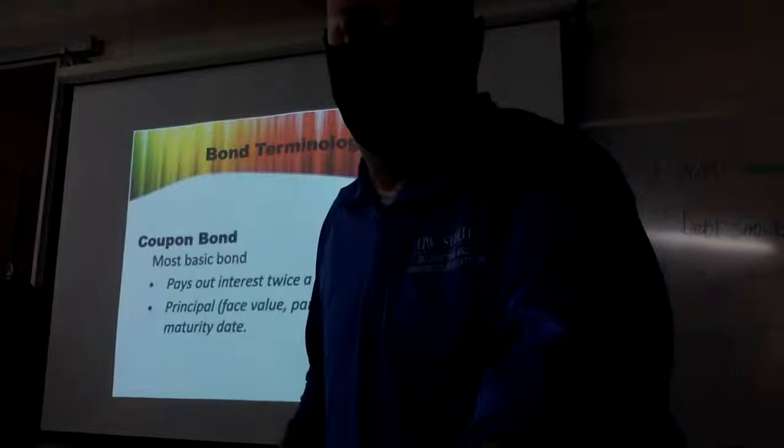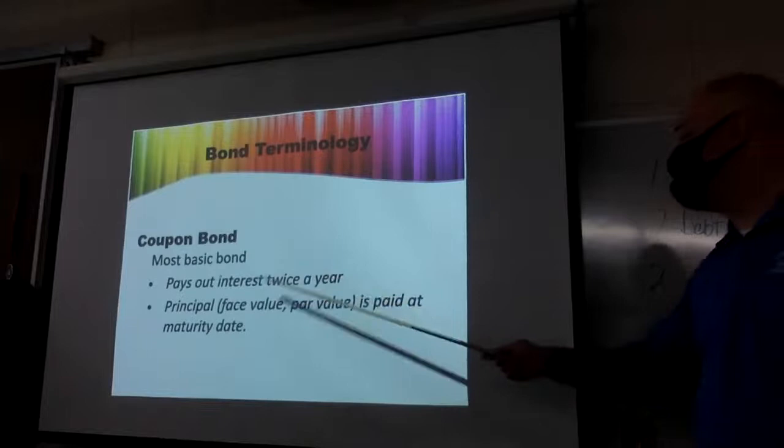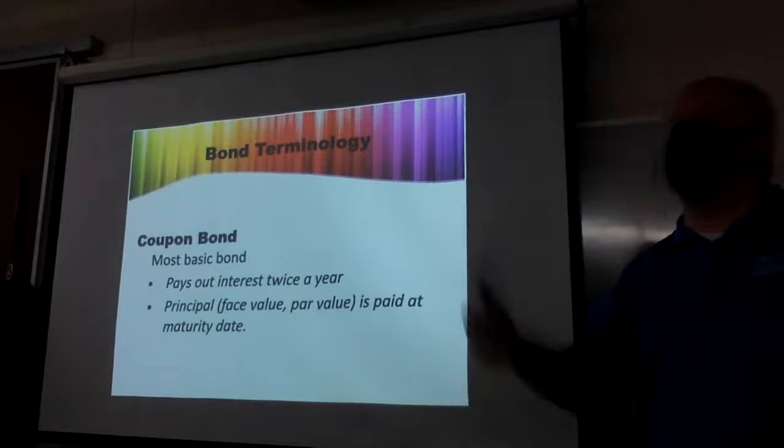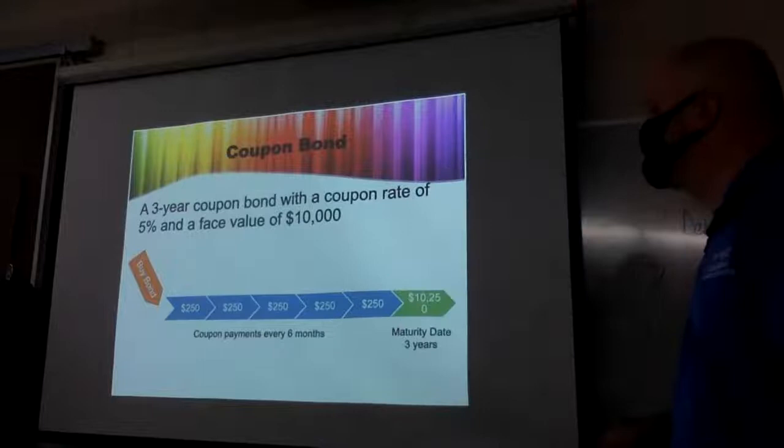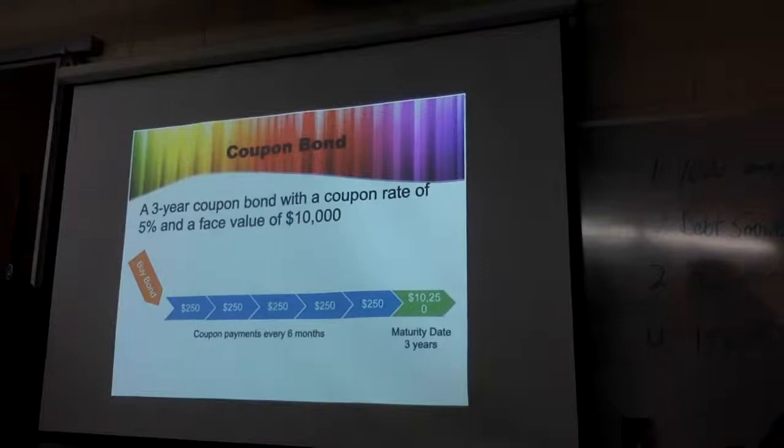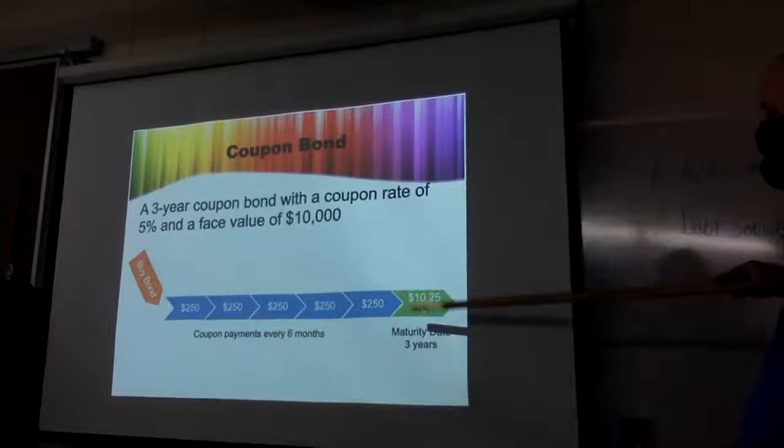Now, a coupon bond is the most basic bond they have. It pays out interest twice a year. And the principal or the par value is paid out at the maturity date. So you can get interest payments depending on the type of bond that you get. For example, with a three-year coupon bond with a coupon rate of 5% and a face value of $10,000, if you buy it at this point, you are going to get interest payments of $250. And then finally, when the maturity date happens, that's when you're going to get your $10,000.